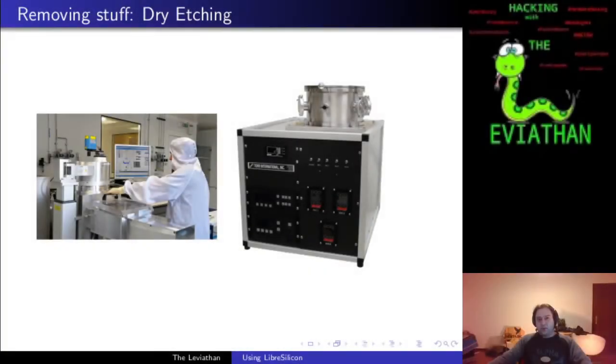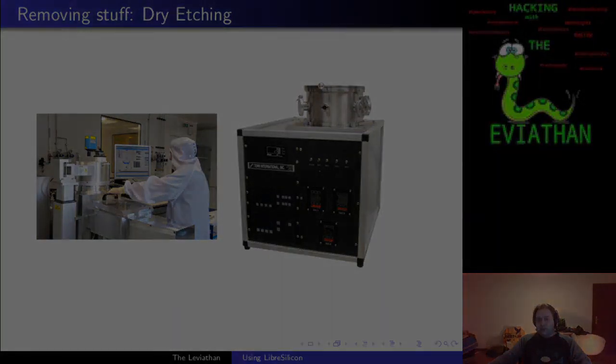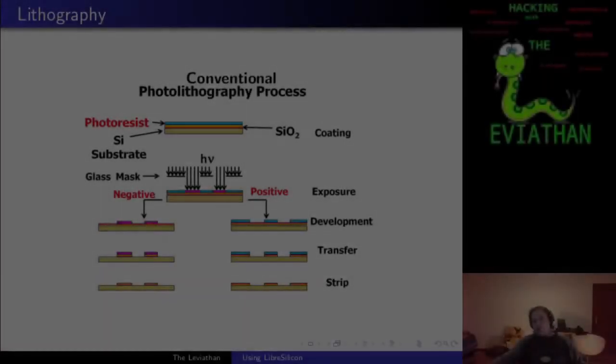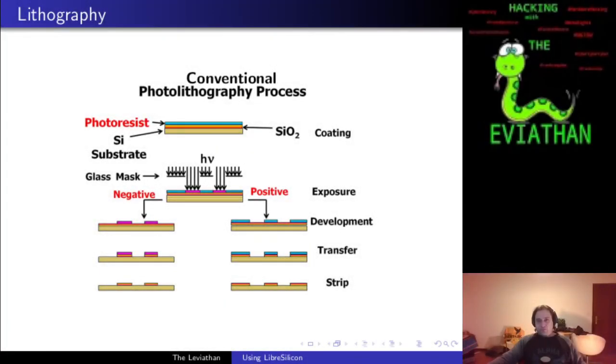Here is an example. On the left, you see an industrial scale dry etching machine as it's used in factories. On the right, you see a low-cost laboratory variant. As mentioned, in order to etch those structures, we of course need to first somehow transfer those images we designed in our layout tools onto the wafer. For that purpose, we use something called photolithography.